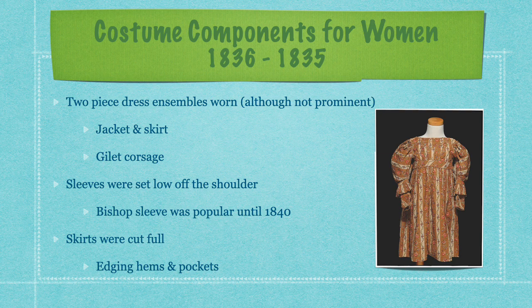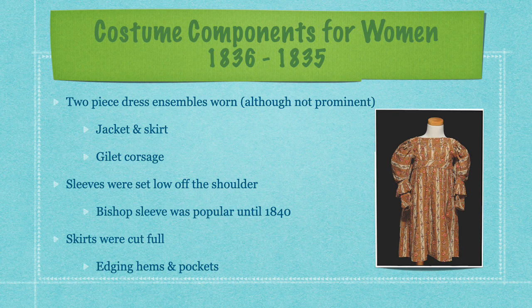Two-piece dress ensembles consisting of a jacket and a skirt were worn. Although this particular cut was not dominant, the gilet chez la corsage was a popular cut which resembled a man's waistcoat. The bishop sleeve was made of a row of vertical pleats at the shoulder that released into a soft full sleeve gathered to a fitted cuff at the wrist. It was popular until about 1840.